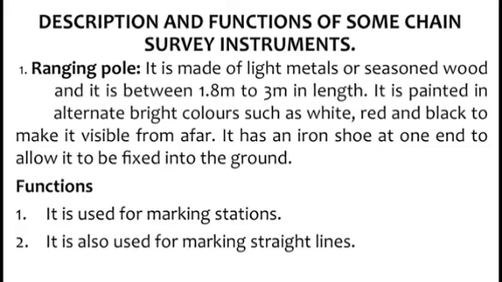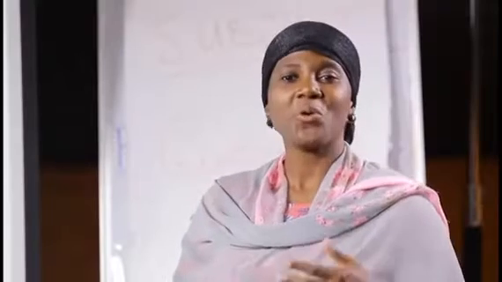That is wood that has been treated so that it will not rot or get damaged easily. It is painted in alternate bright colors, such as white, red, and black, to make it visible from afar. It has an iron shoe at one end to allow it to be fixed into the ground. When we go further, I'll show us a diagram and I'll explain what we mean by iron shoe and then talk about the bright colors.